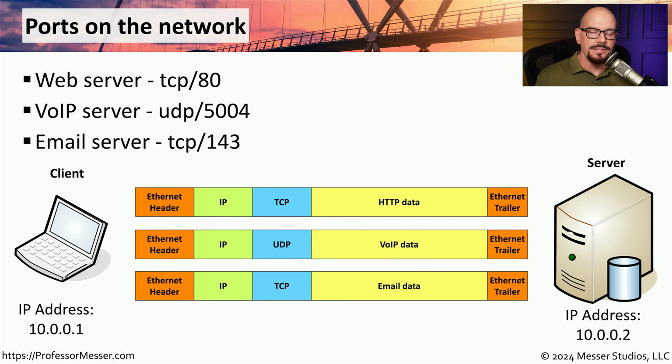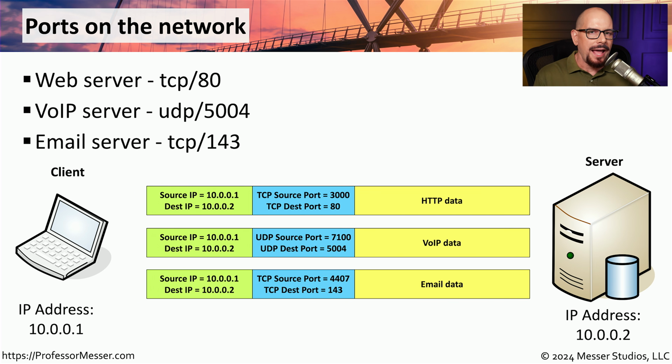Here's how this might be practically configured on our network. In this example, we have a server. Its IP address is 10.0.0.2, and we have a client at 10.0.0.1. These two devices are communicating across the network using three different applications. The server has a web server at TCP port 80, a voice over IP server at UDP port 5004, and it's also providing email services over TCP port 143. This means the client can communicate to the server with all three of those applications simultaneously because they all have different TCP and UDP port numbers.